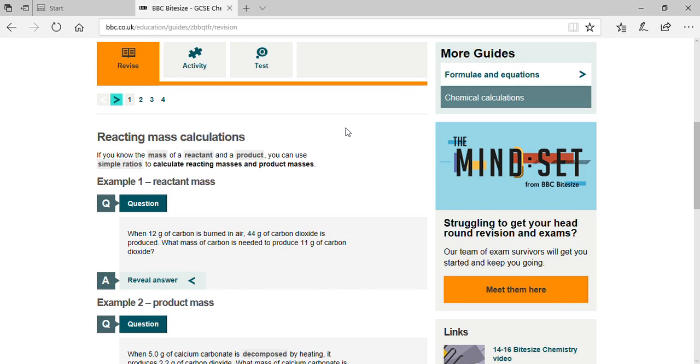So here, beta, in your previous class I explained reacting mass calculation, in which the mass of reactant is given and the mass of product is given, and with respect to the unitary method they ask for any amount of reactant or product, whatever the product or reactant will be, okay? Yeah, so the first one was that one.